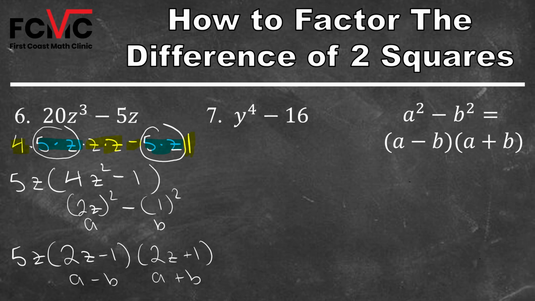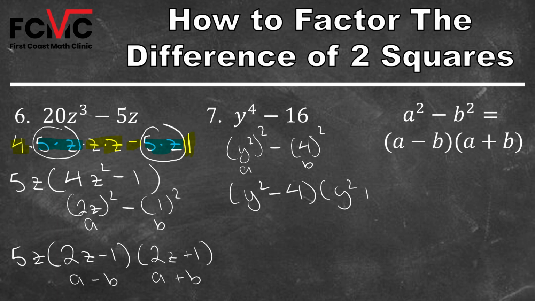And then number 7, I've got y to the fourth minus 16. What am I squaring to get y to the fourth? I'm squaring y to the second, because for a power to a power, I multiply. That's my a value. What am I squaring to get 16? I'm squaring 4. That's my b value. So I can rewrite this as y to the second minus 4 times y to the second plus 4, and this is my factored value.